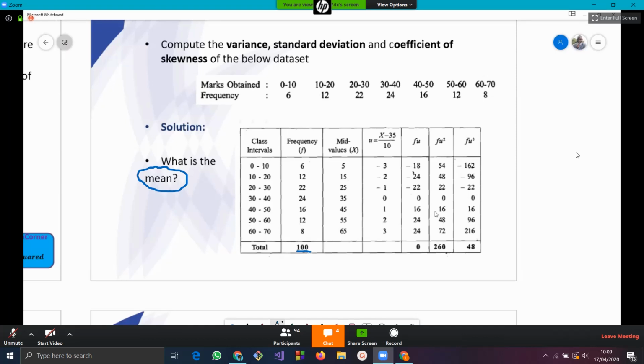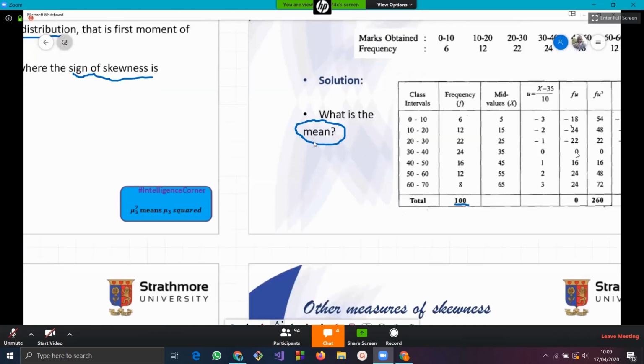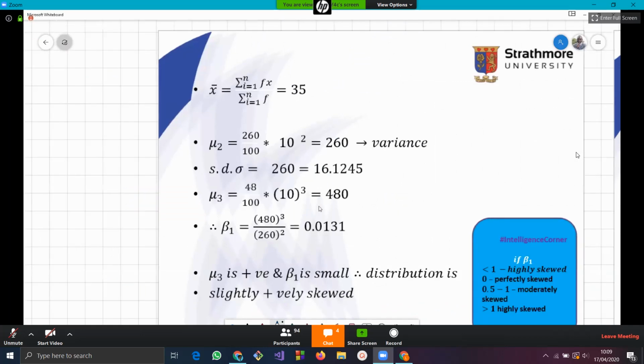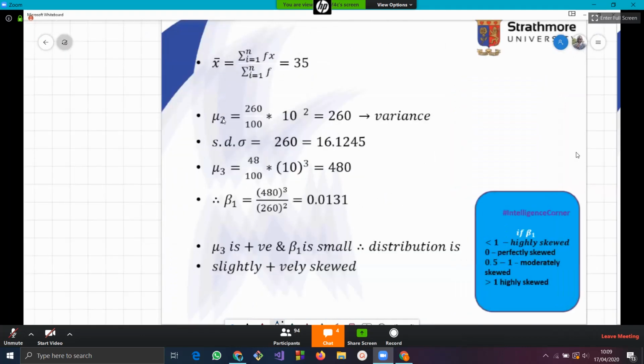Here we will do 48 divided by 100, and then we will cube it. But even if you don't cube or square, the answer is supposed to be the same. So what do you end up with? The second moment, and the moment we find the second moment, that's our variance. So 260 over 100 times 10 squared, which is 260.